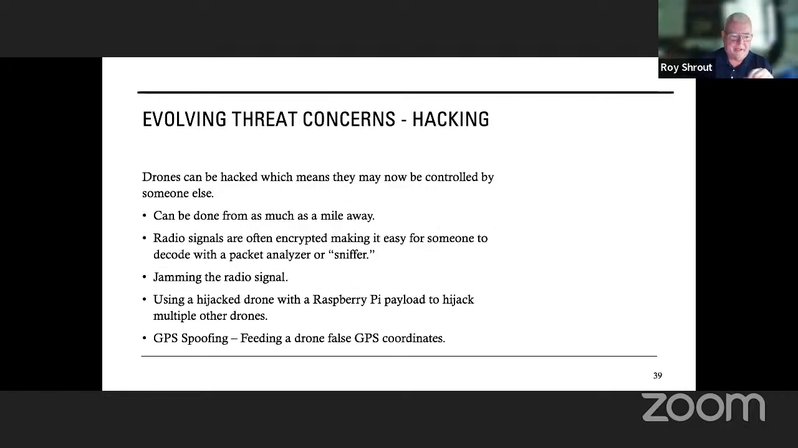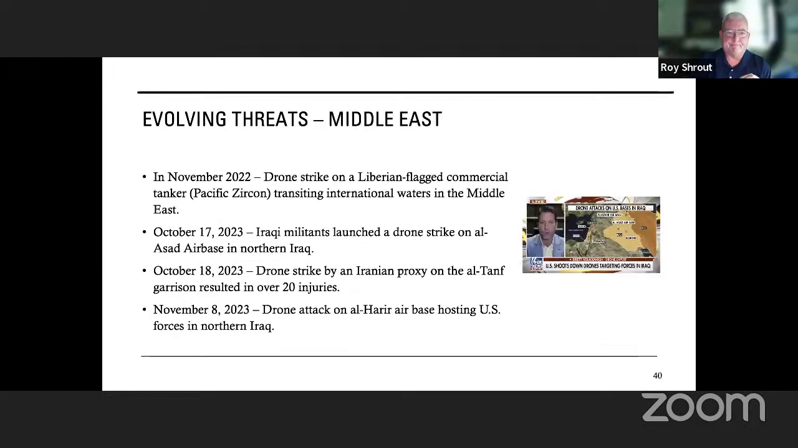Hacking. Yes, there's lots of capability in these drones to prevent this. However, you can still get into these things. And if you look at bullet 2, with a packet analyzer or sniffer, someone can actually get in there and decode this, or they can jam the signal, or they can hijack it using a Raspberry Pi capability box, and then do what they need to do with the drone. And of course, there's GPS spoofing, et cetera, et cetera.